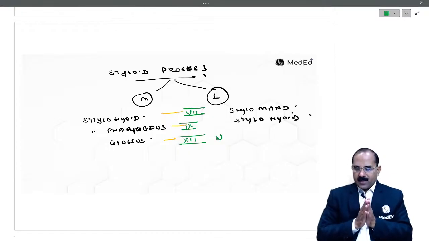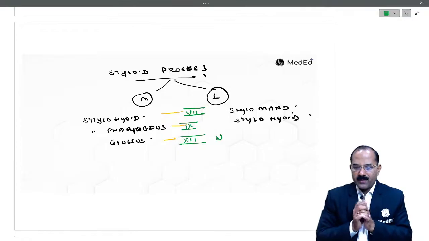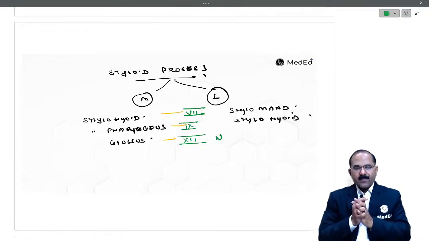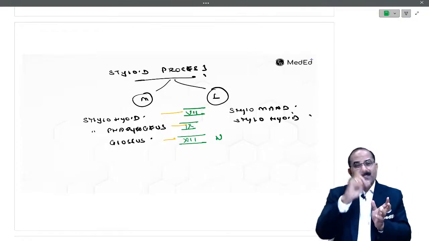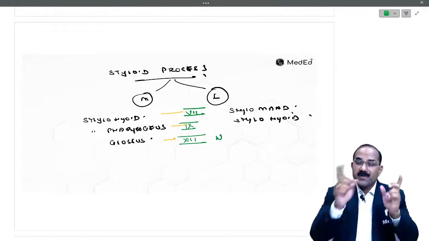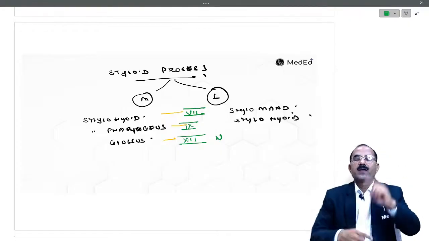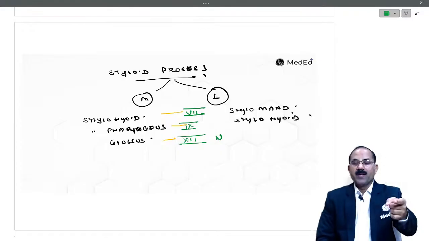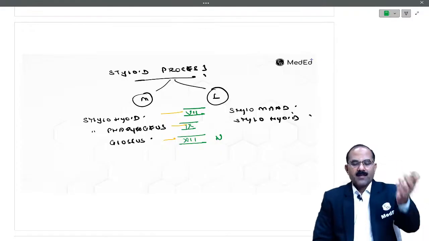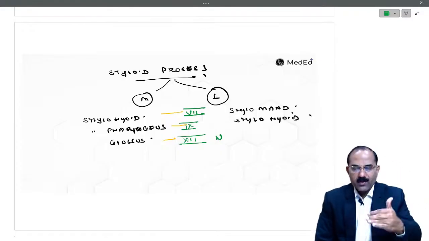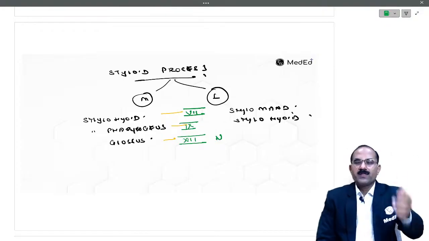Right? Anything else left? Tongue done, soft palate done, pharynx done. Larynx. All the muscles of larynx are supplied by recurrent laryngeal nerve except cricothyroid, which is supplied by external laryngeal nerve. The sensory supply of the larynx below the vocal folds is recurrent, above the vocal fold is internal laryngeal nerve.